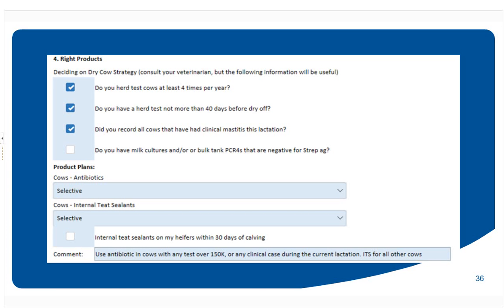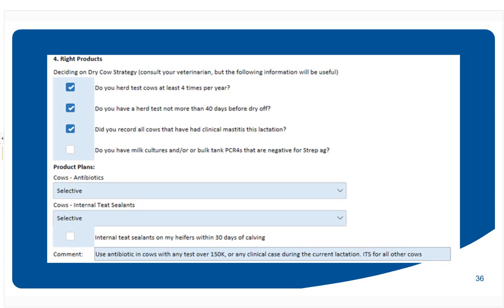And question 4 goes into the products to be used, not specifics, but either antibiotics or internal teat sealants. The good data from herd testing really underpins the good decision-making about dry-off products. So asking about this and other record-keeping is important in formulating the plan. So under antibiotics, it can be no antibiotics, selective or blanket, and similarly, these are the headings under internal teat sealants.